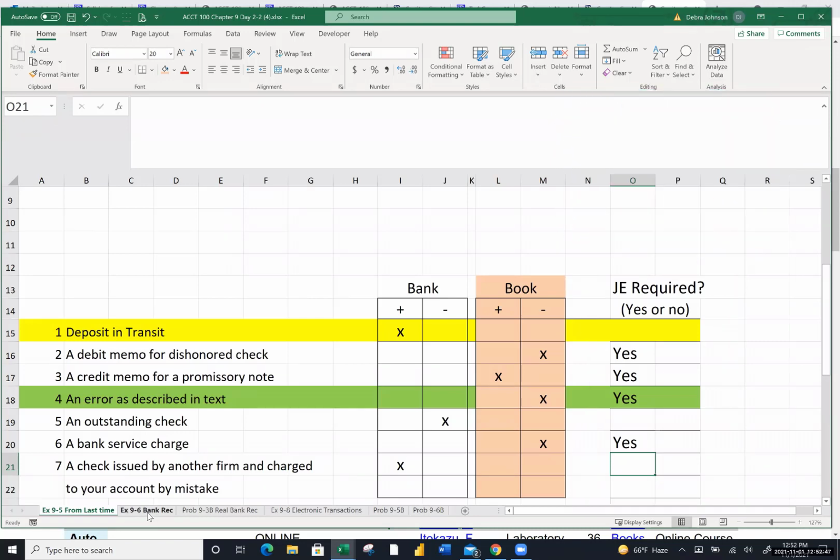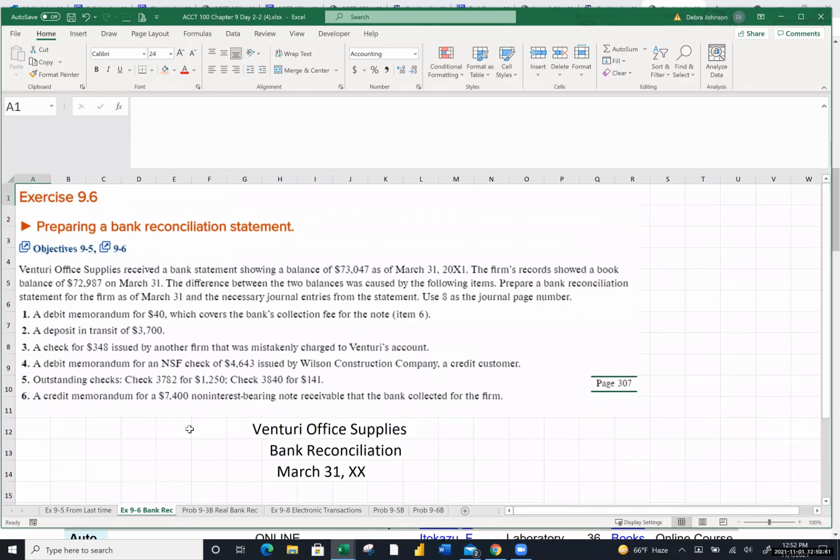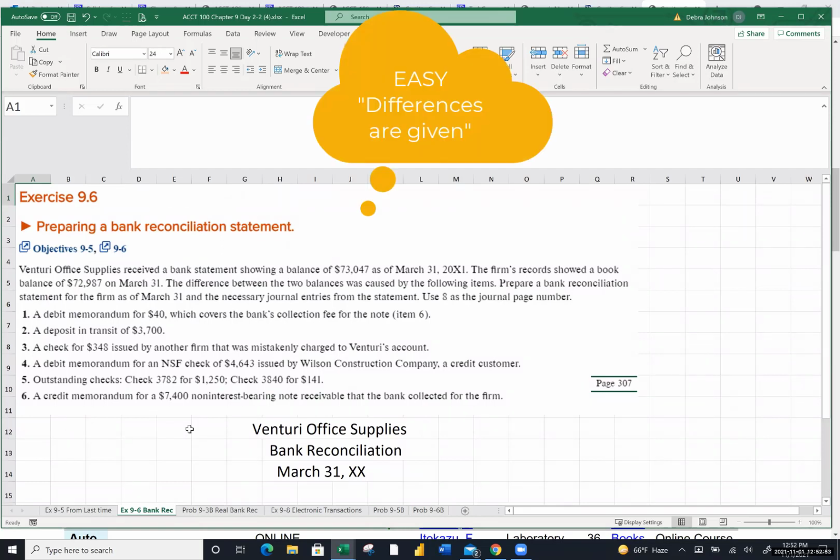Okay, let's go do a quick, what I call easy bank rec, because they give us the reconciling differences. And then we'll go do a harder bank rec where we actually have to come up with the adjusting items. So I did give you a 10-point test question related to a bank rec and journal entries. So it might look similar to this.